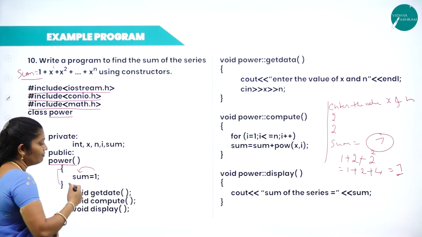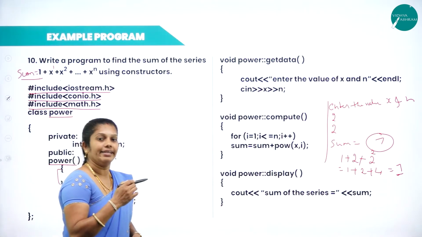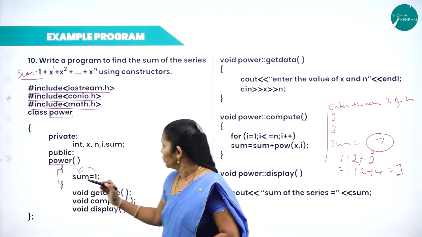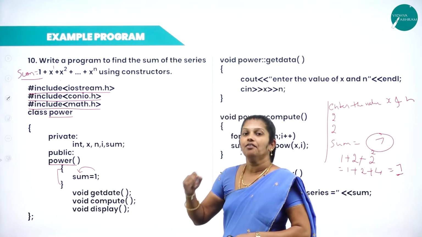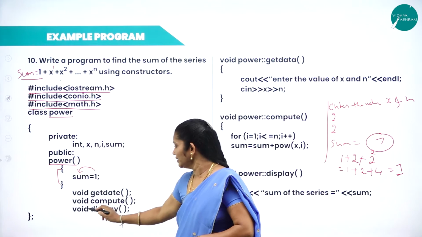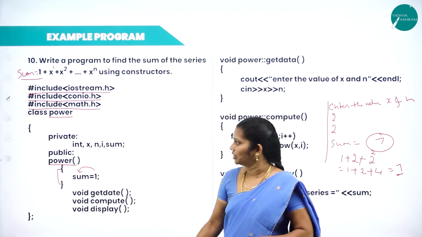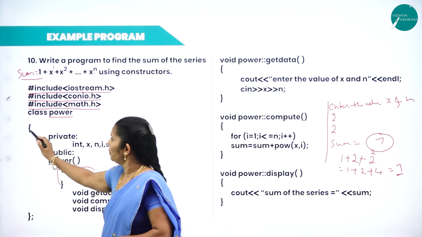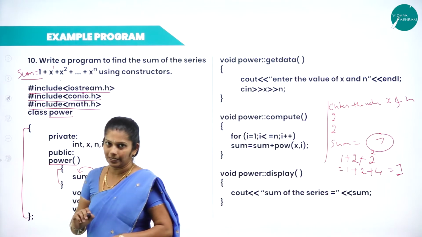Then afterwards, for input purpose, we are taking the getData function. For calculation purpose, the compute function. To display the result, finally the void display function. Then we are closing the class.